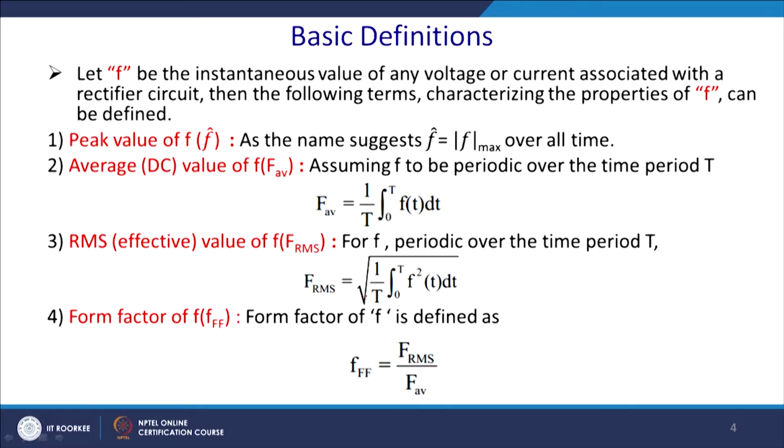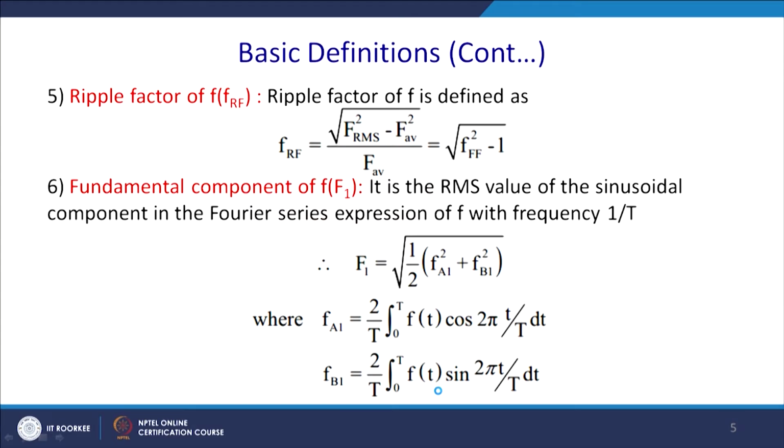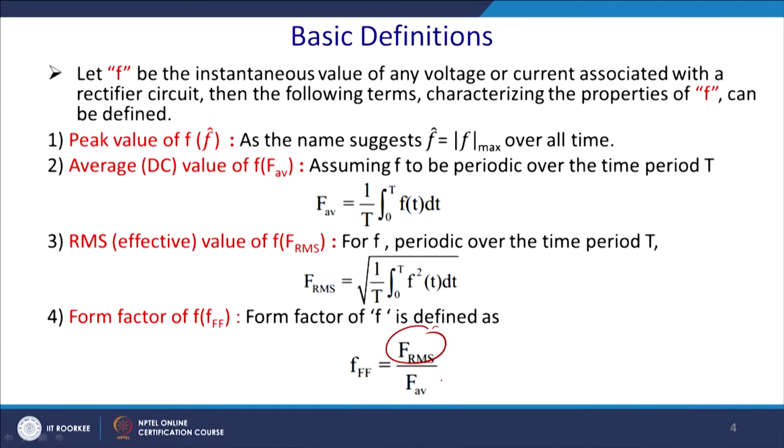Similarly, we will define the term form factor as F_RMS by F_average. Similarly, we will define the ripple factor. Form factor is a ratio of the RMS, which is associated with the AC, and the average, which is associated with the DC. Since in any periodic function that is bipolar in nature, the average value comes out to be 0. For this reason, form factor is basically the ratio of AC versus DC.